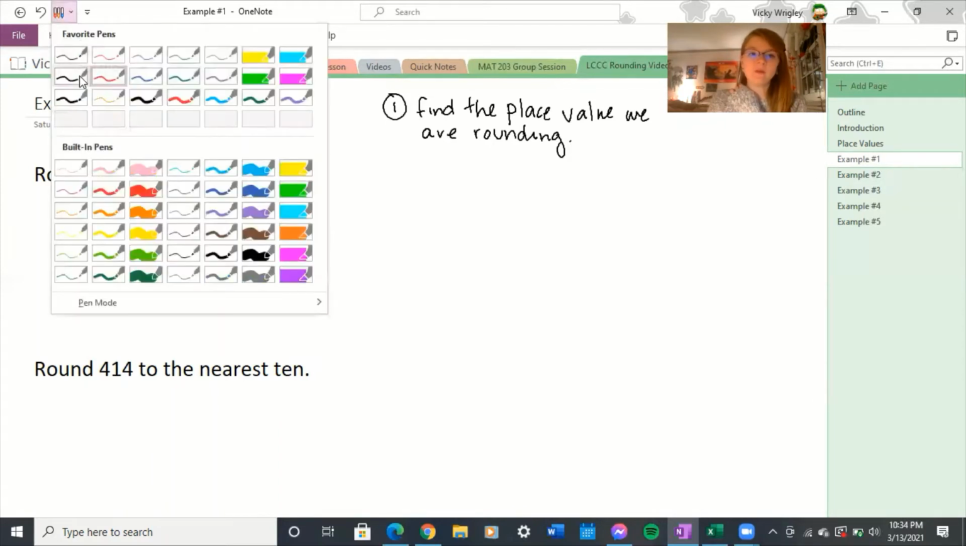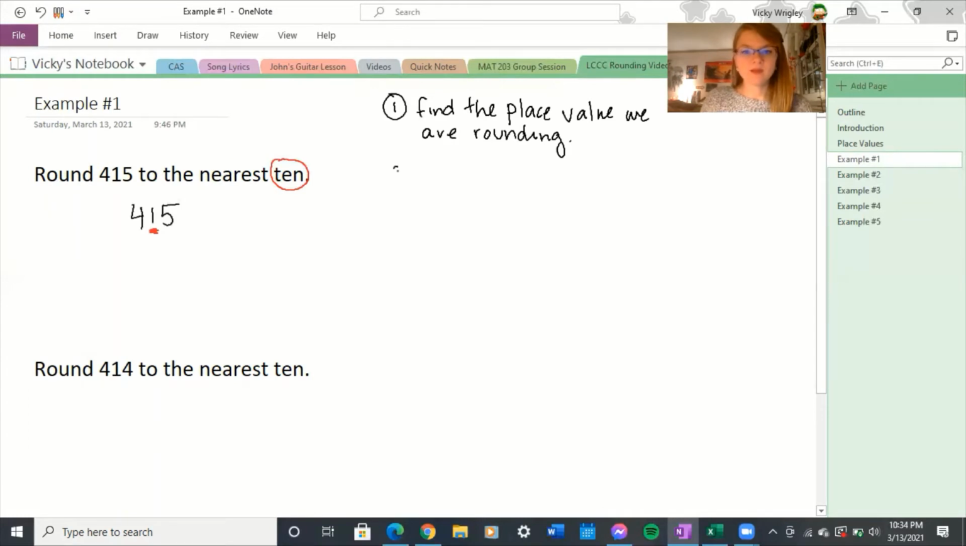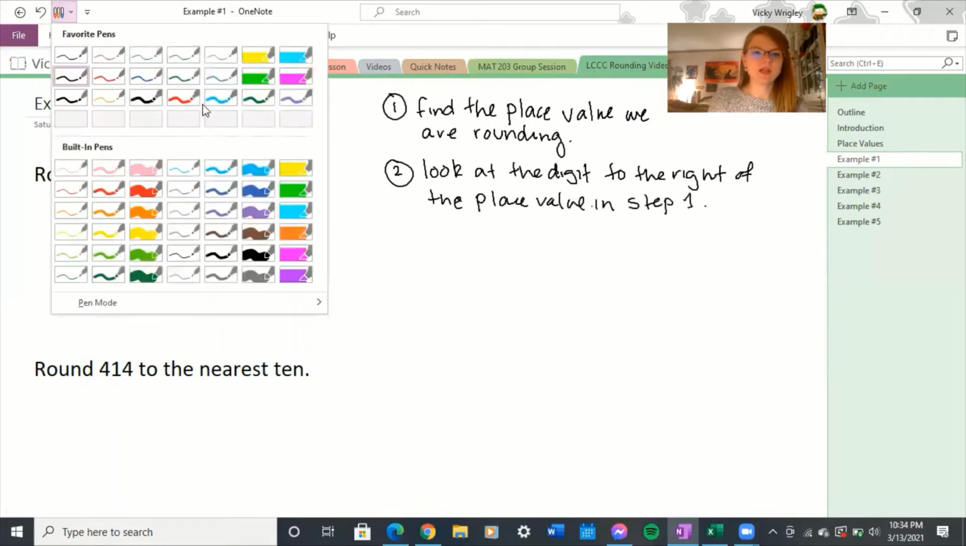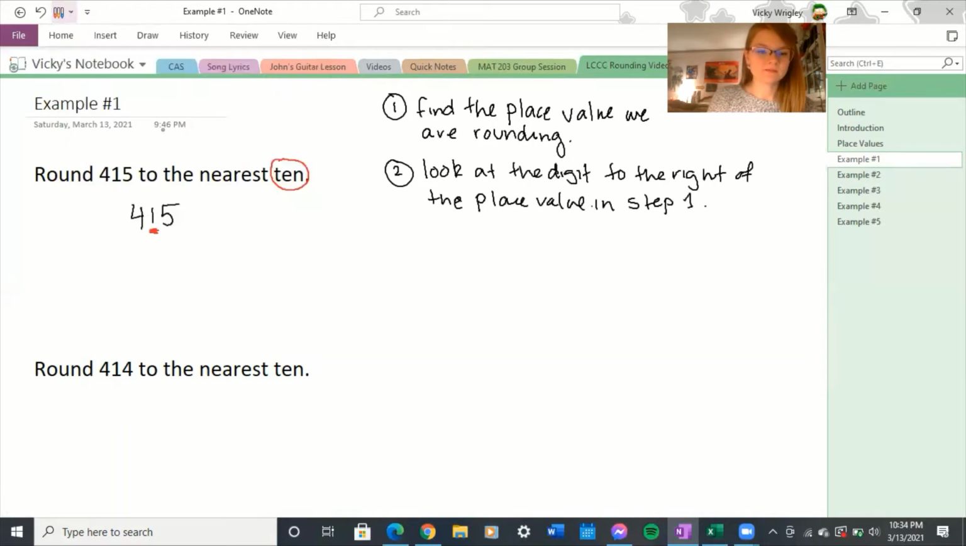All right, so we found that. What's our next step? Next step is we're going to look at the digit to the right, to the immediate right of the place value that we're rounding to in step 1. So look to this guy immediately to the right. I'm going to circle him in blue. Immediately to the right.